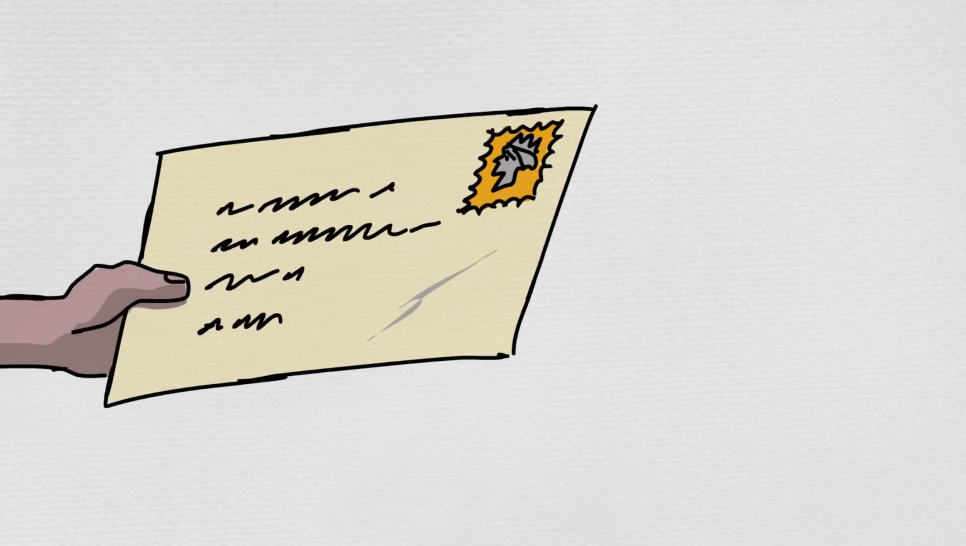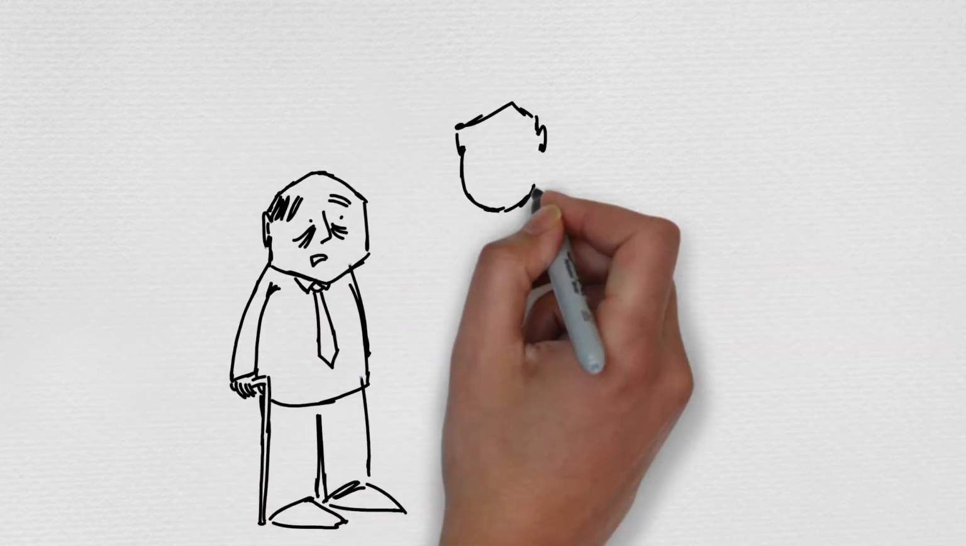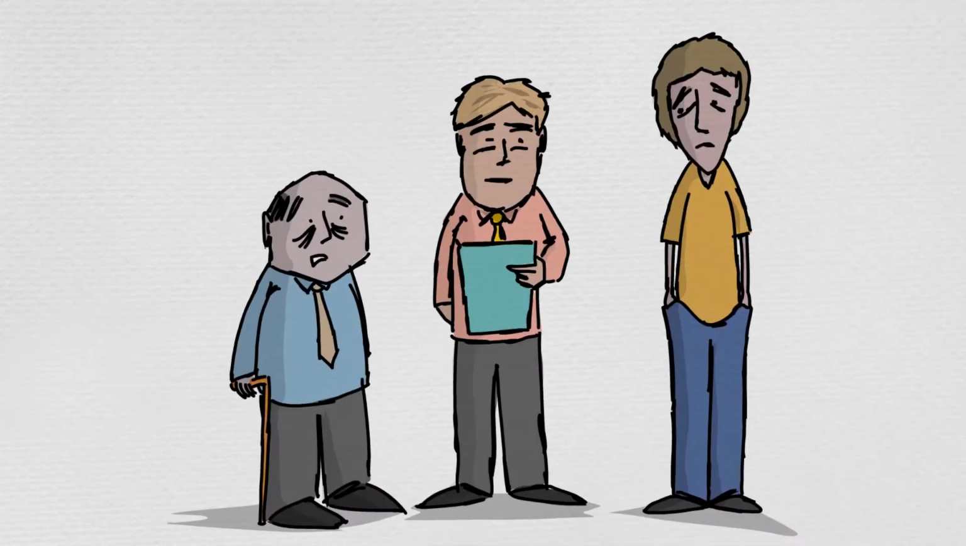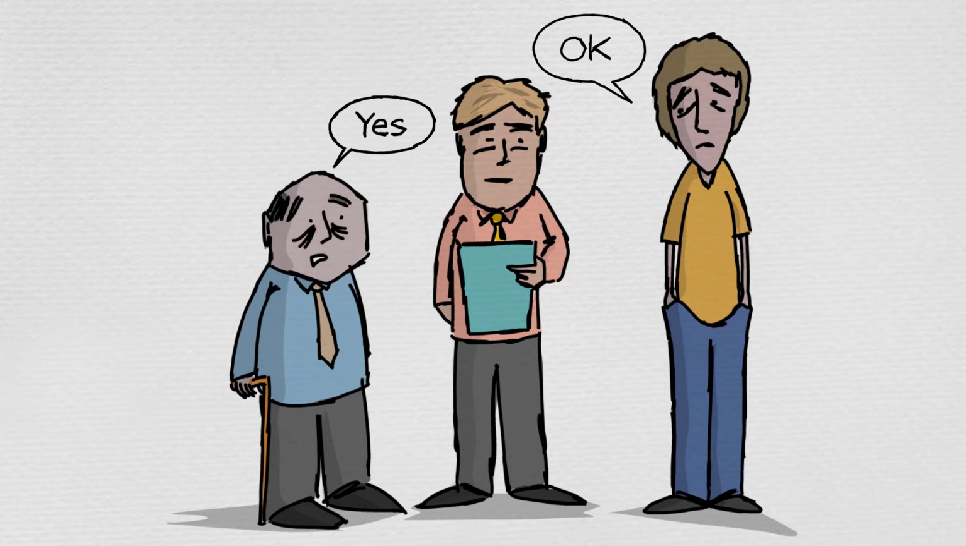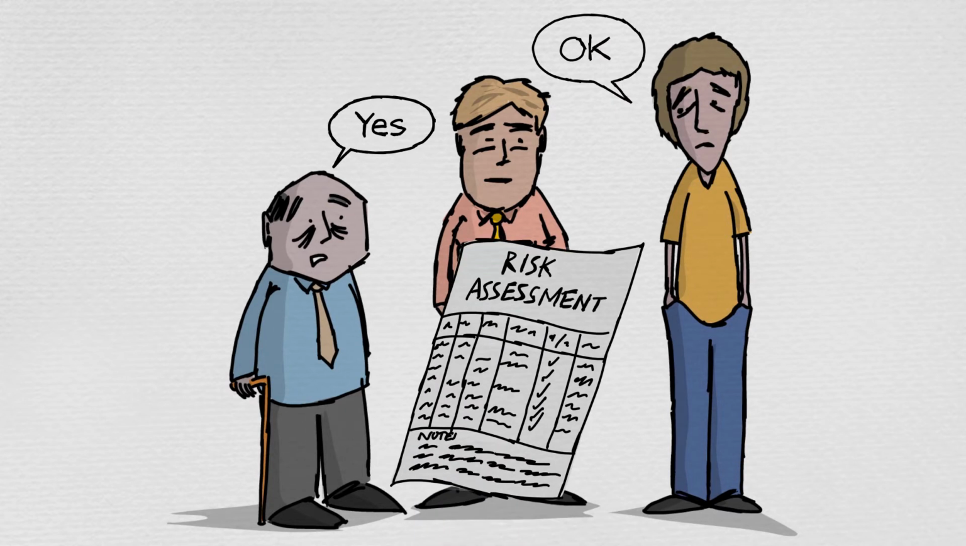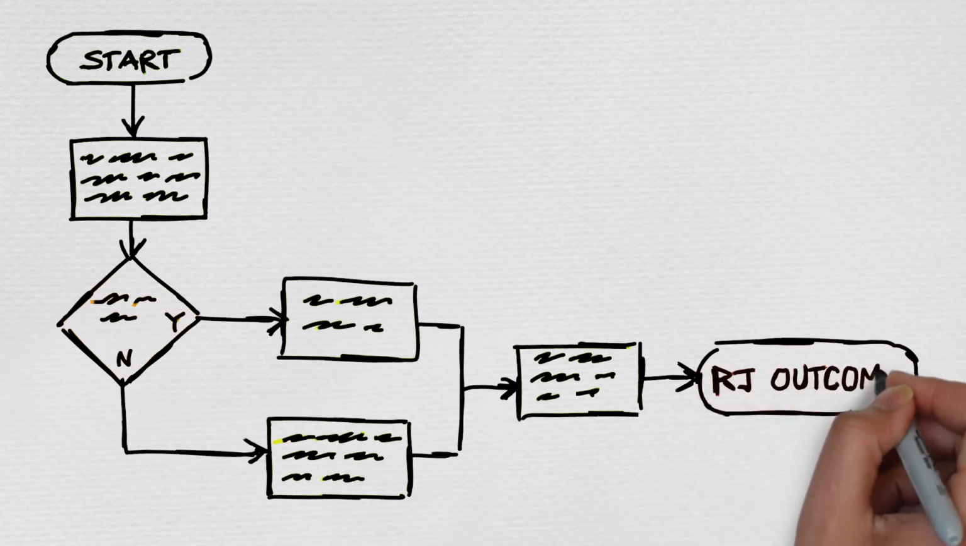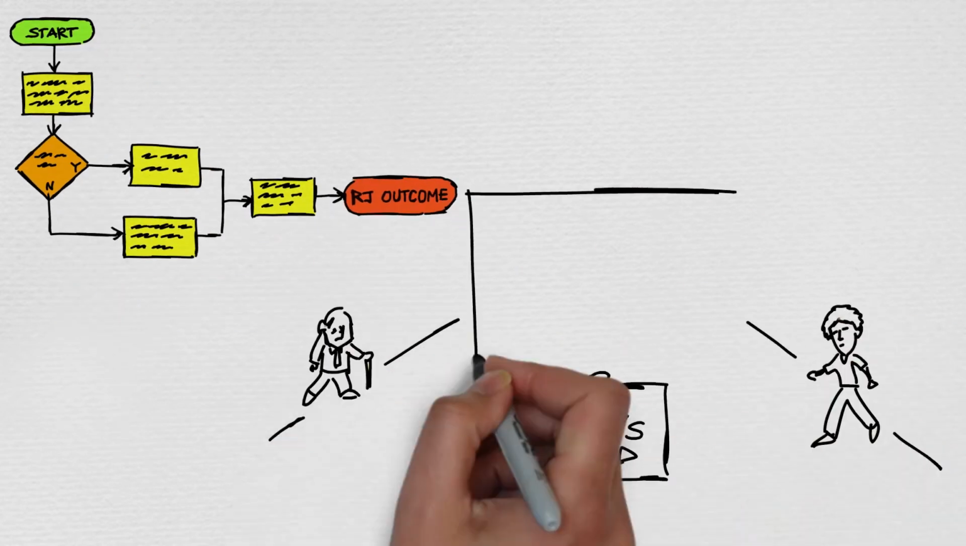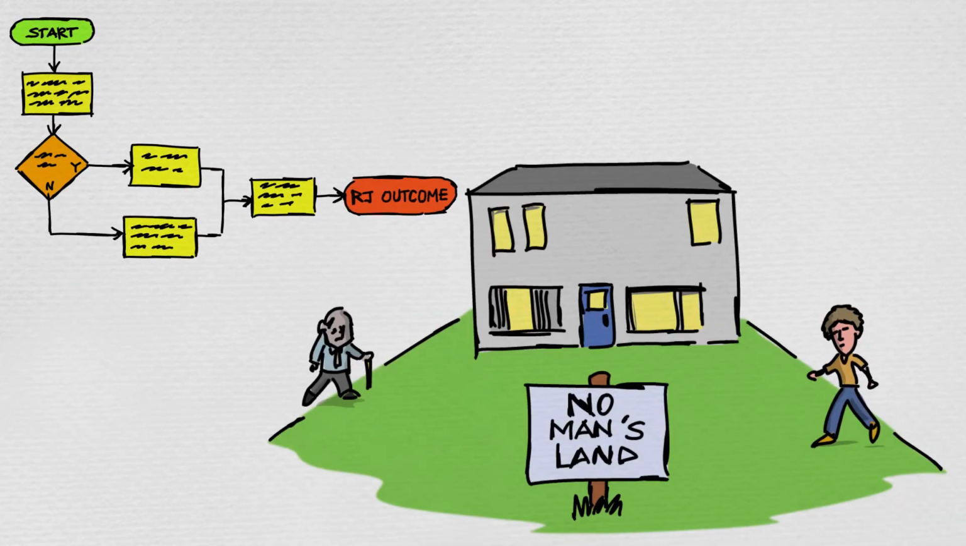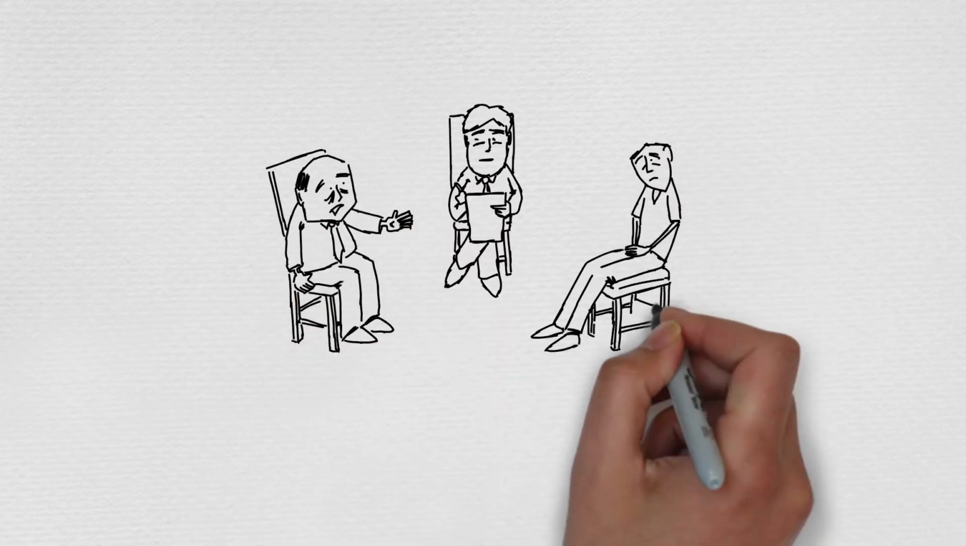This might be by an exchange of letters, or it might be in a face-to-face meeting. Of course, both must agree to the meeting, which will only occur following careful preparation and the risk assessments by a trained restorative justice practitioner. The meeting, facilitated by the practitioner, follows a structured approach and takes place in a neutral and safe environment. Both are given the opportunity to have their say.